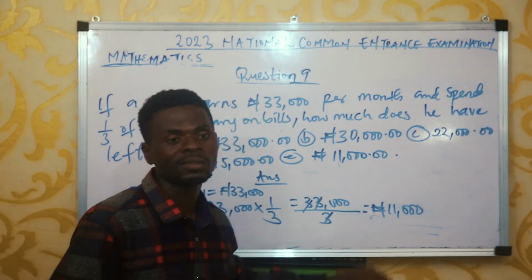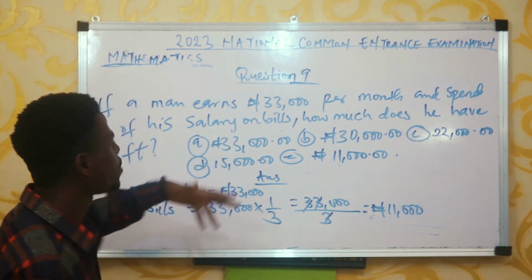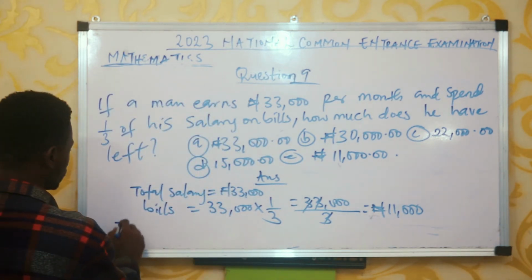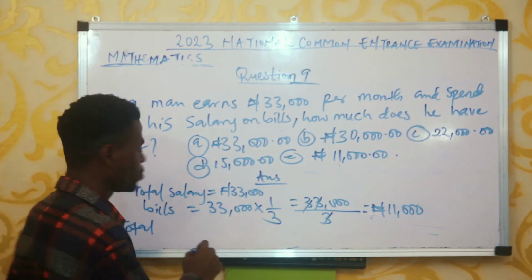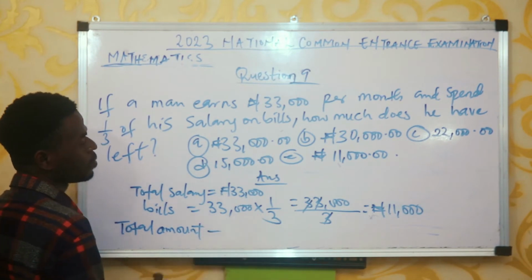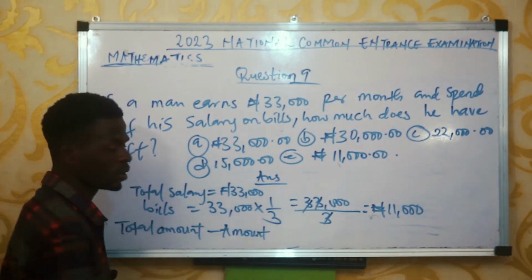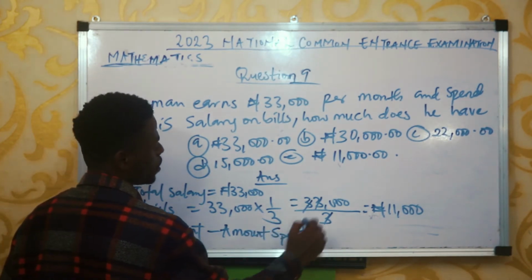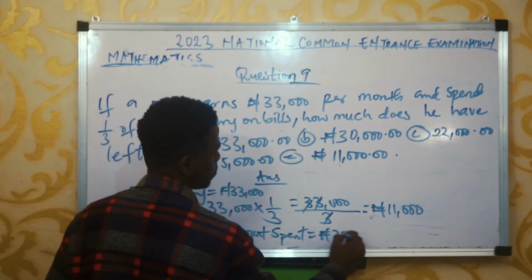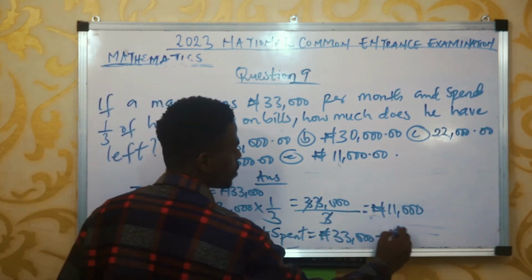So we want to look at the amount that is left, that's how much he has left from his money now. So the total amount subtracted by the amount spent on the bills. The total amount is 33,000 naira, minus the amount spent, which is 11,000 naira.